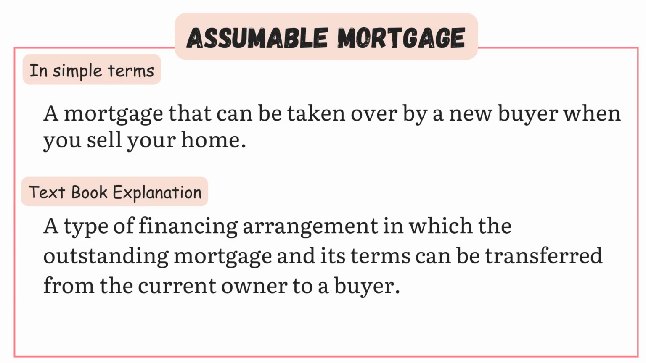Assumable mortgage. In simple terms, it is a mortgage that can be taken over by a new buyer when you sell your home. As per textbook definition, assumable mortgage is a type of financing arrangement in which the outstanding mortgage and its terms can be transferred from the current owner to a buyer.